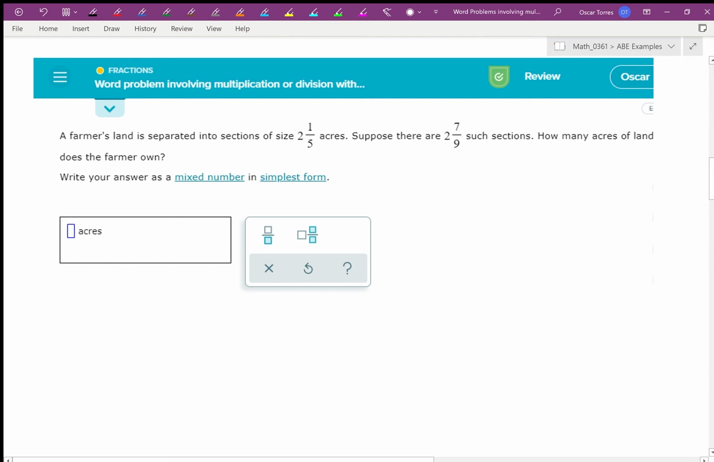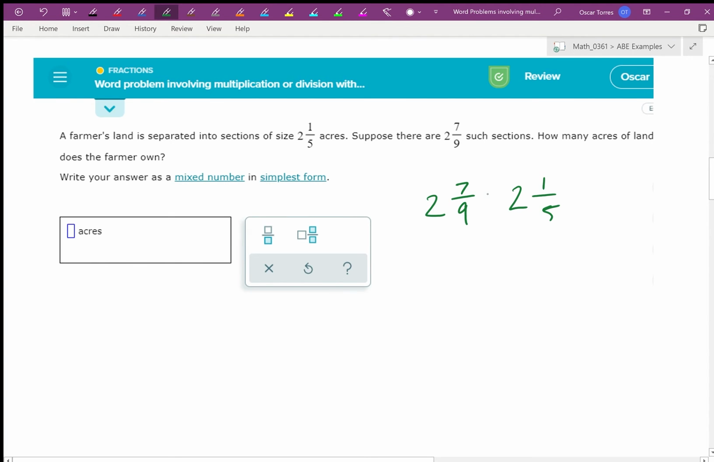This problem tells us that a farmer's land is separated into sections of size 2 1/5 acres. Suppose there are 2 7/9 such sections. How many acres of land does the farmer own? So they're telling us that there are 2 7/9 sections that have a size of 2 1/5.